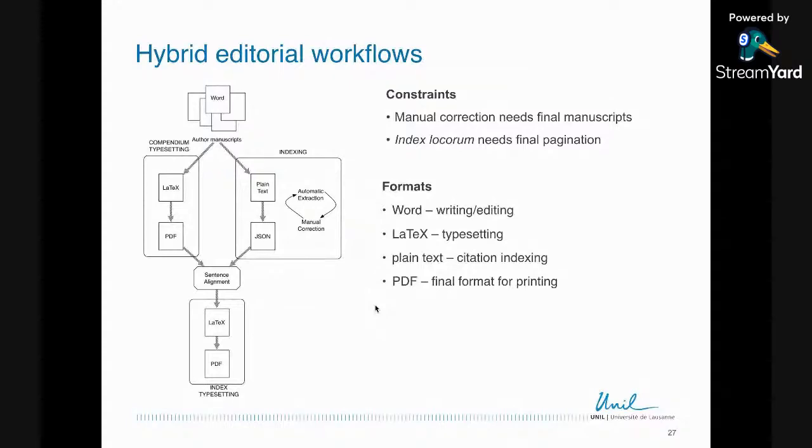And typically, one reason to realign it is that in the final printed index locorum, you need to indicate the page where the citation occurs. And to know the page, you need to go in the PDF and find the actual paginated page number of the page where you have a reference. So all these references are selected from the plain text, but then at some point this plain text is realigned with the PDF in order to get the final page number.